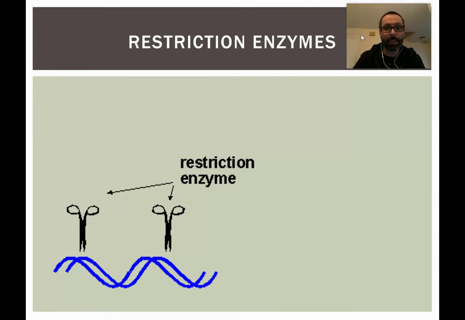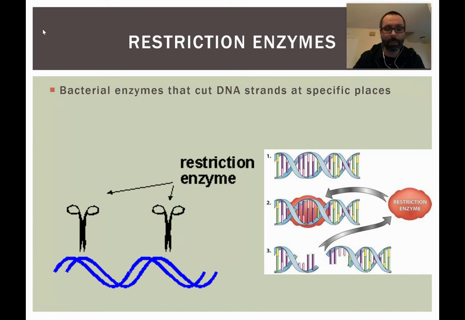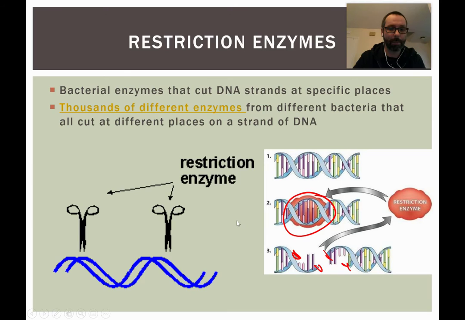To do this, we use these enzymes called restriction enzymes. They are proteins that cut DNA at specific places, right? Kind of like molecular scissors. They sit on top of the DNA and they cut the backbone in a couple places, right? So then the DNA has been cut up.